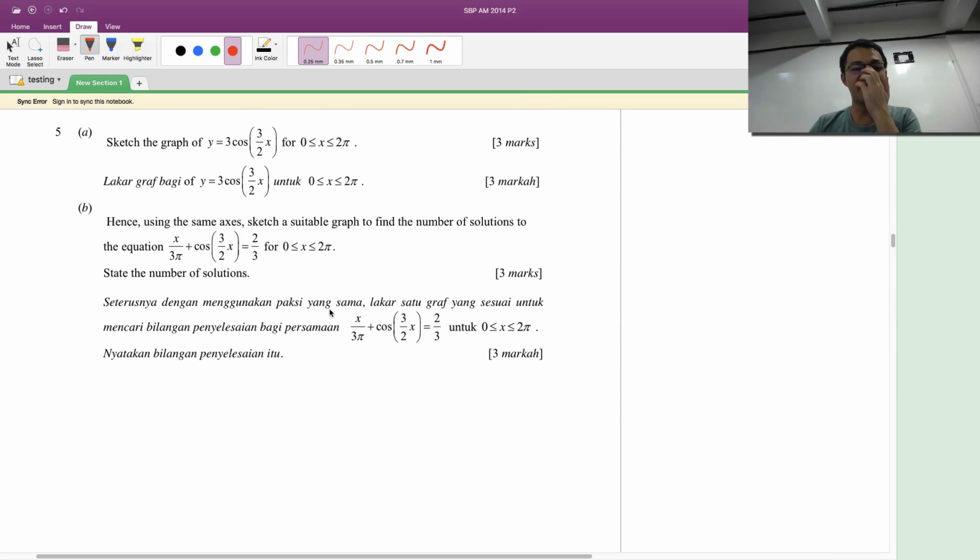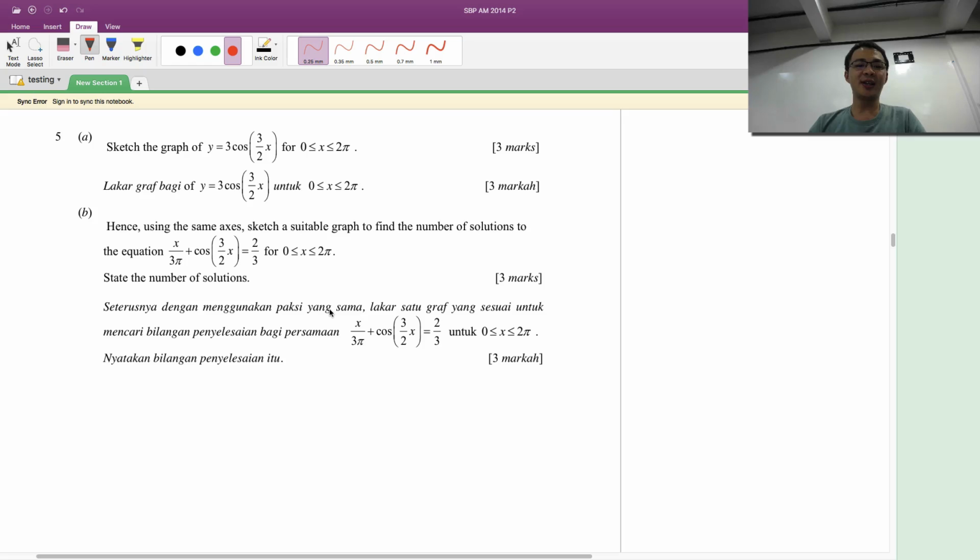Okay, for number 5, sketch the graph of y equals to 3 cos (3 over 2)x, from 0 to 2 pi. So this is the graph for cos. y equals to 3 cos (3 over 2)x. This basically determines how many cycles I have in the 2 pi. 3 over 2 basically is 1.5, so that means I will have 1.5 cycles in 2 pi.